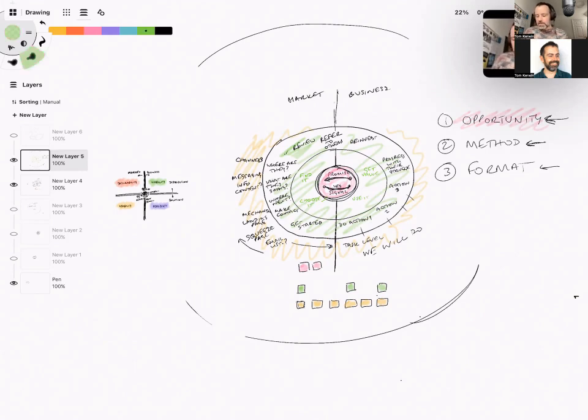Then we've got the next layer is, okay, so in order for this to work for us, the business, and for our customers, we're going to need customers to find it, choose it, use it, and get the value. That's going to involve using a method. Now, we can try that method before we've built the format. And this is another card from Innovation Tactics. It's a card called Be the Algorithm.